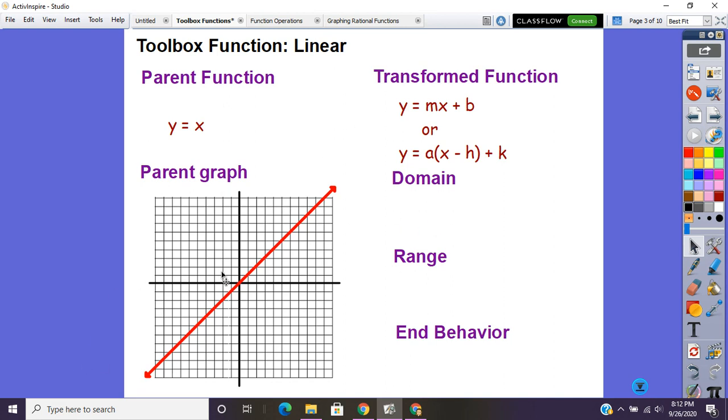Our domain, once again, our x values, negative infinity to infinity, and our range is going to be the same. Now our end behavior, we can look at this side and say, okay, the left side is going down, and then it's going up. So it's down, up.